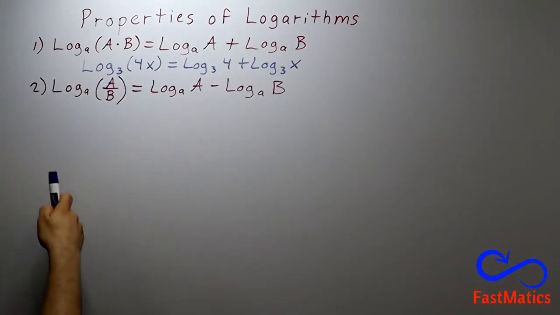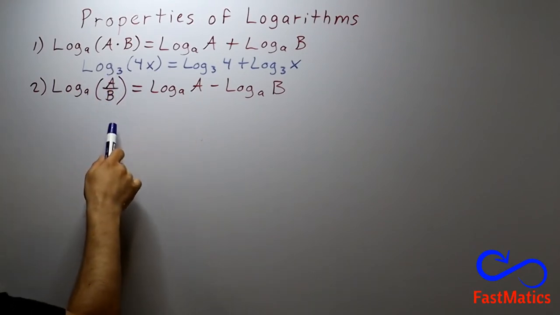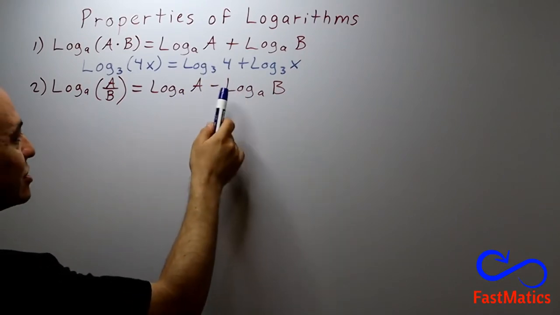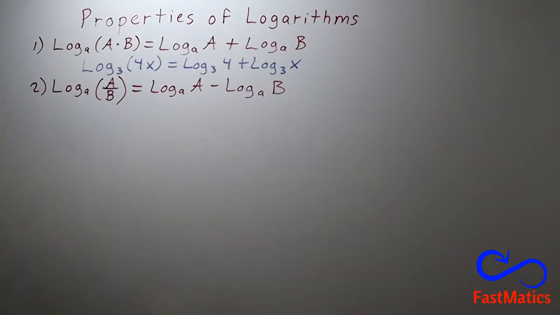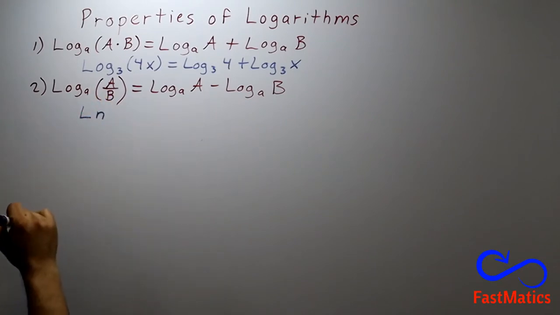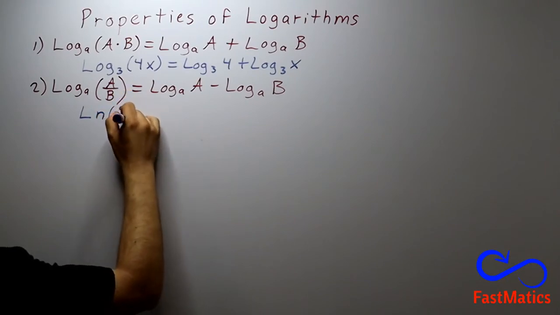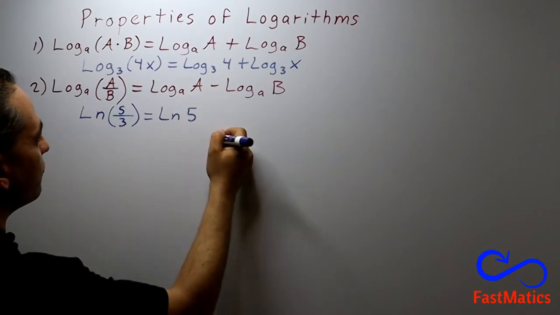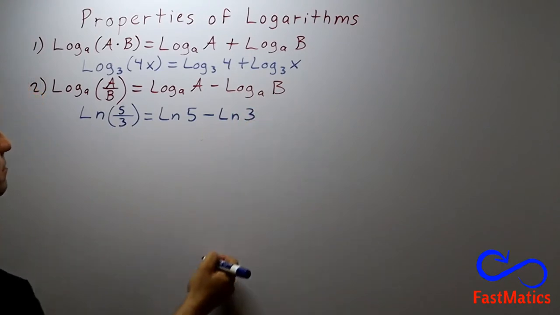Our second law, the log base anything of a division is the log with that base of the numerator, and you subtract the log with that base of the denominator. For instance, natural logarithm of 5 over 3 will be equal to natural logarithm of 5 minus natural logarithm of 3.